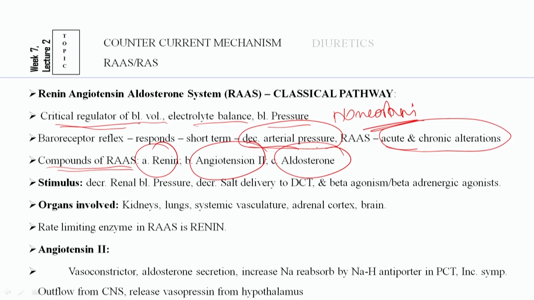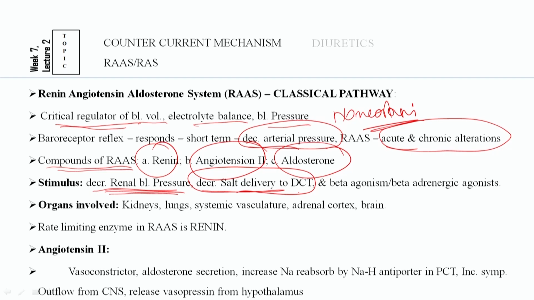And what are the stimuli required for these components to be released? The first is decreased renal blood pressure. Decreased blood pressure obviously means the blood volume is also reduced, right? Hypovolemia as well as hypotension. Then next is decreased salt delivery to the distal convoluted tubule. Why the distal convoluted tubule? Just recollect the juxtaglomerular apparatus, where the macula densa is present, then the granular cells. That is why salt delivery to the DCT is important. Then the beta adrenergic or beta agonist drugs. So these are the stimuli for the RAS mechanism.